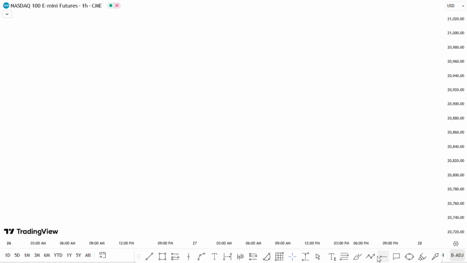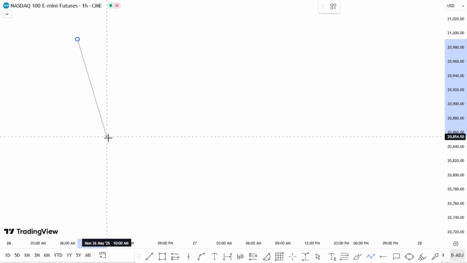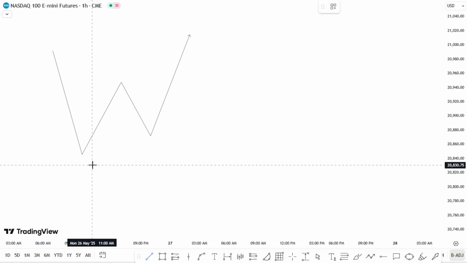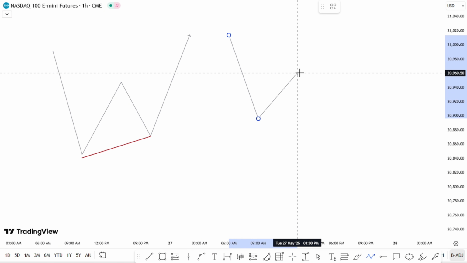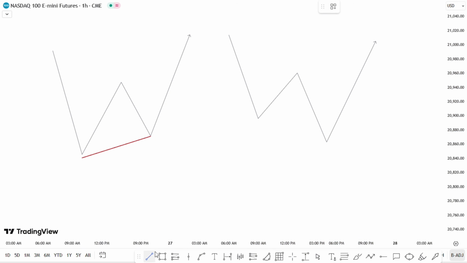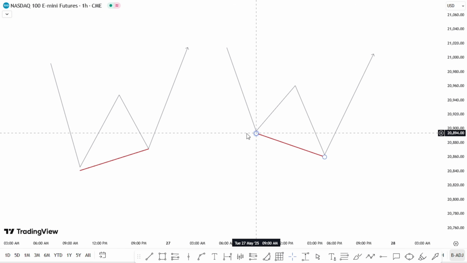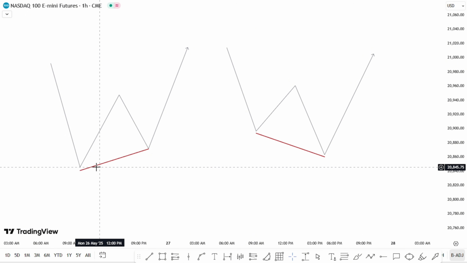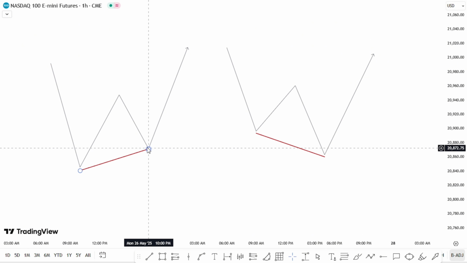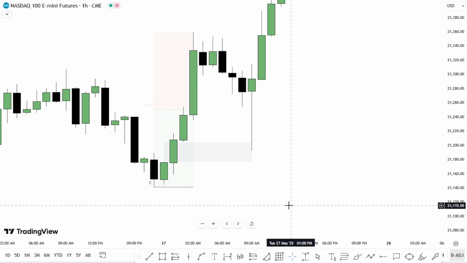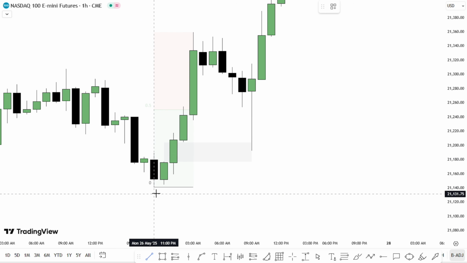SMT is nothing but a crack in correlation, right? So when the correlated asset of Nasdaq takes out the low and the Nasdaq didn't, it will be an SMT here. This is the Nasdaq and this is a correlated asset, which can be the ES or maybe the YM. If it takes out this low and Nasdaq didn't, this makes an SMT and indicates that the price of the Nasdaq is actually strong. That's how we're going to protect our stops and position ourselves into the right asset.